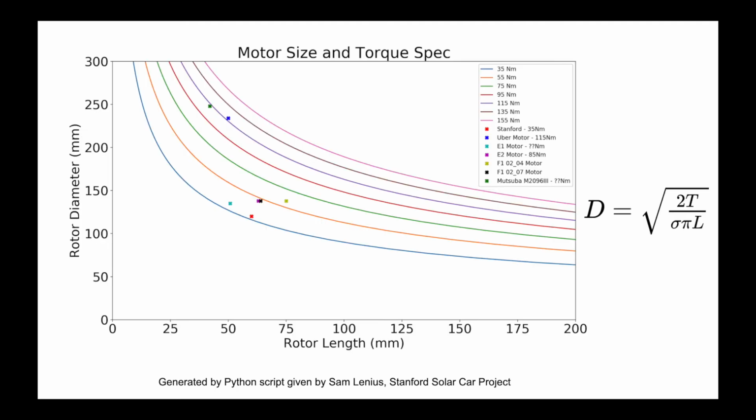Here we can see a few curves generated at different torque values, with a few specific brushless DC motors plotted as well. With the torque specification in mind, we can simply walk along the respective curve and select a length and diameter pair that suits our needs. In the case of an in-hub solar car motor, there's a maximum limit on the rotor diameter in order for the motor to fit inside the wheel. Additionally, the material usage will change depending on the diameter and length, which can drive cost.